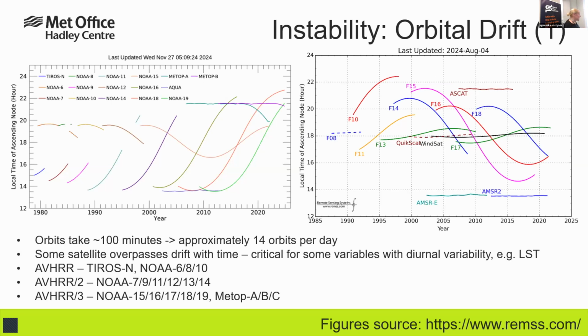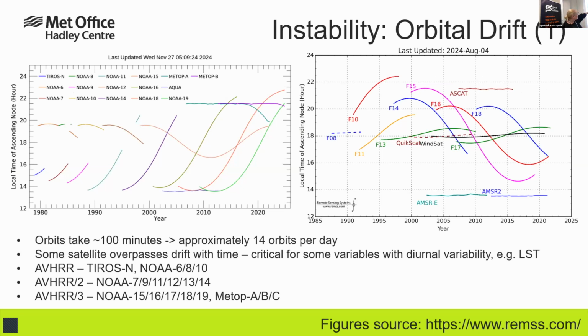I'm going to talk a lot about stability because that's really important for climate. These plots here are not mine. They're referenced there from RM at the bottom right-hand corner of the screen. This shows satellite overpass times and how they change. There are many stable satellites, but there are also many unstable satellites.